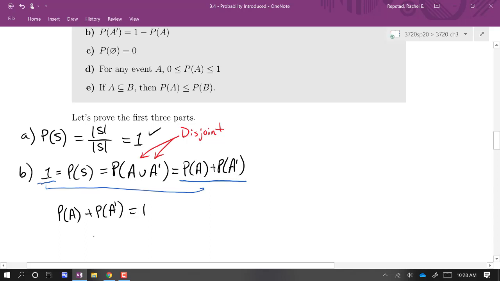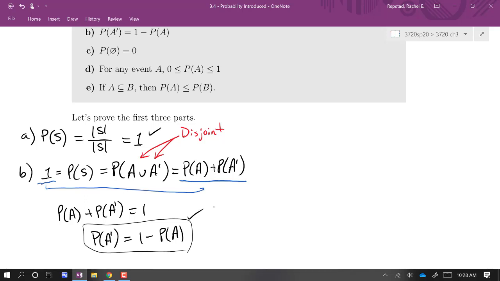And we'll just subtract P of A, and we find that P of A complement is equal to 1 minus P of A. That's a particularly useful result. Because sometimes if we might be looking for the probability of an event, it might be easier to find the probability of its complement. Just like in some of the counting problems, it was easier to count the ways that something doesn't happen. We'll find this result to be useful at times.